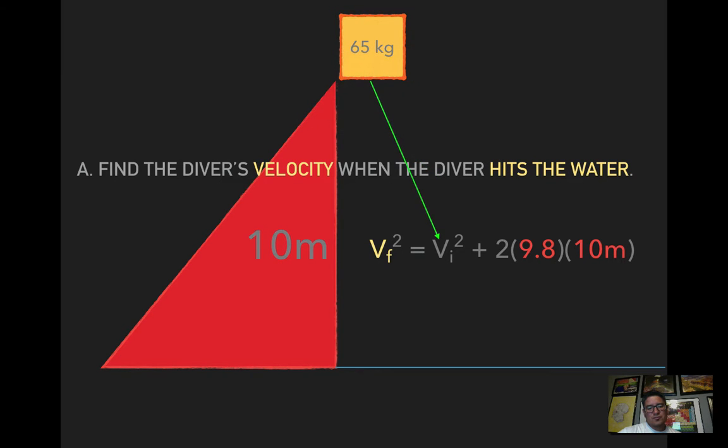But as you can see, there is one more variable. That's my velocity initial. What's the initial velocity of my diver? Well, as he stands on top of the tower, he's not moving, so there is no velocity. My velocity initial will be 0 squared. Now I can start computing. 2 times my gravity times my distance will give me 196. And of course I have to square root that to get rid of that square. Square root of 196 gives me 14 meters per second.